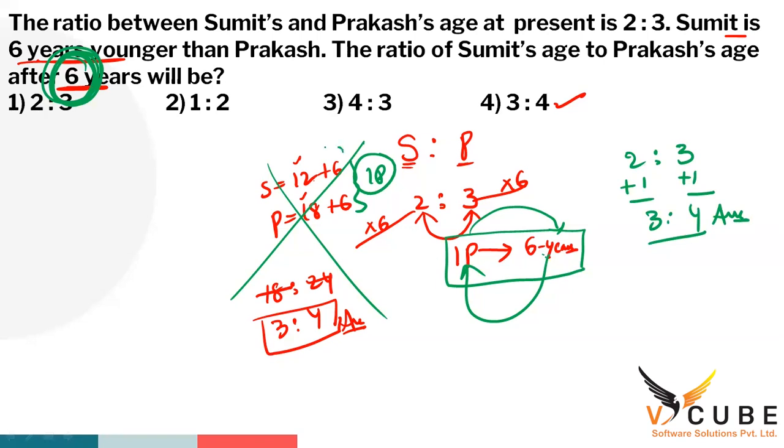So don't add 6 years and calculate like everyone else and waste time, because 1 part is equal to 6 years. 6 years is equal to 1 part. That's why I'm adding here. So plus 1, plus 1. Is it clear, all of you?